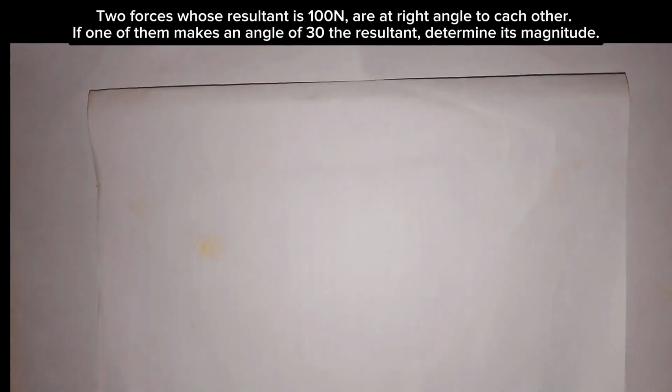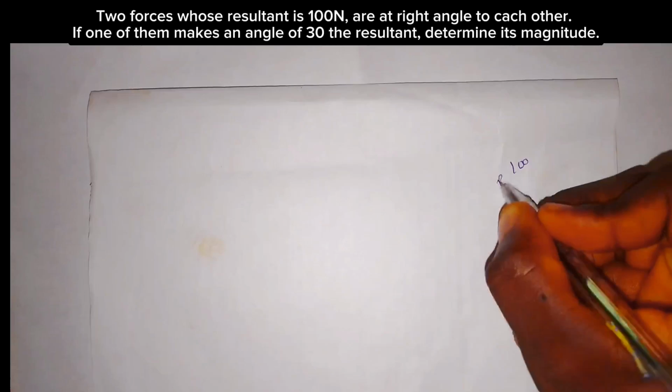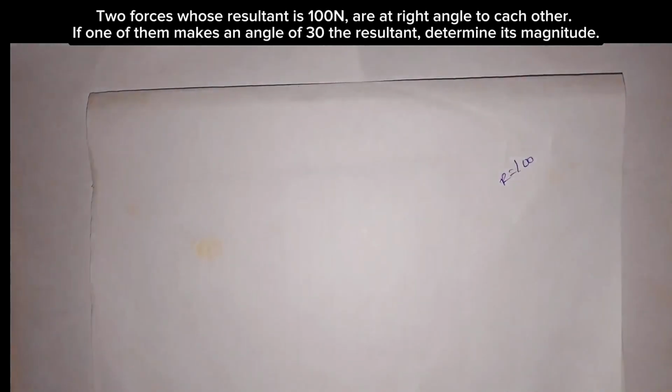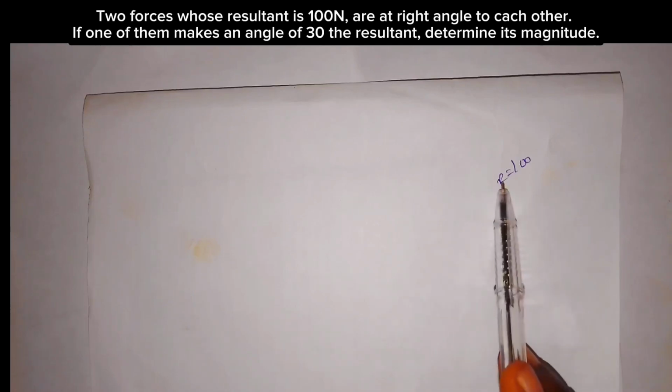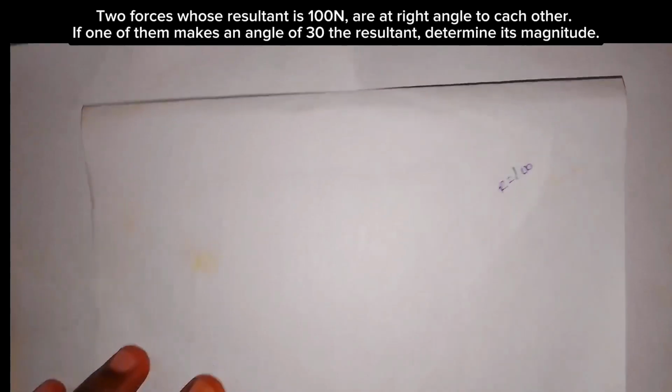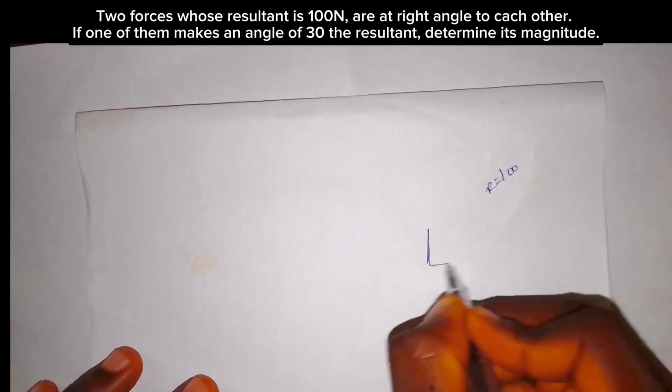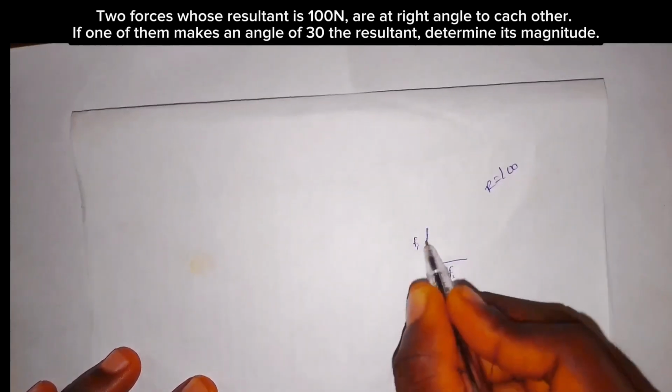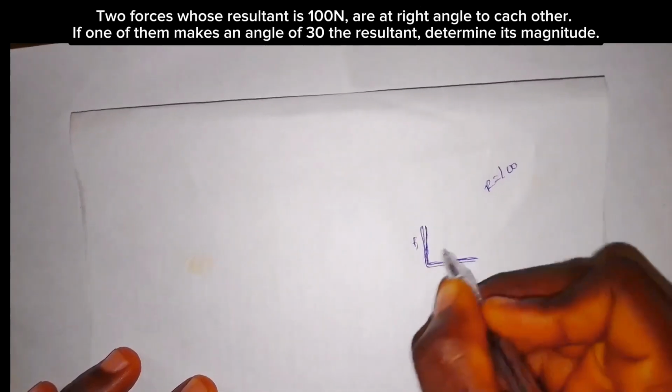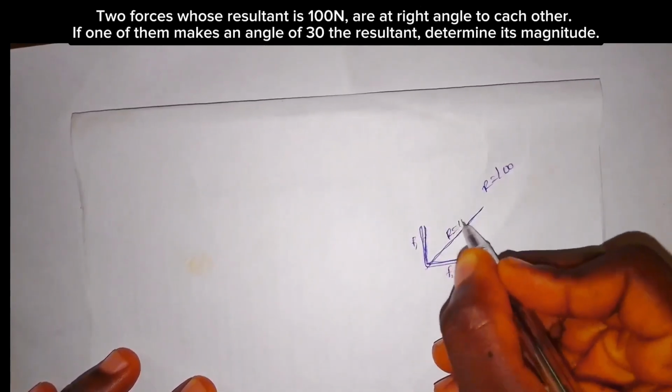Now the more we go, the more the questions become tough, but it's so easy. Now, question 4. Two forces whose resultant is 100 Newton are at right angle to each other. Seeing right angle, you know that this question comes from perpendicular vectors. Two forces. Now let's say this is force 1, then this is force 2. They said both of the forces are at right angle to each other, and their resultant is 100 Newton.